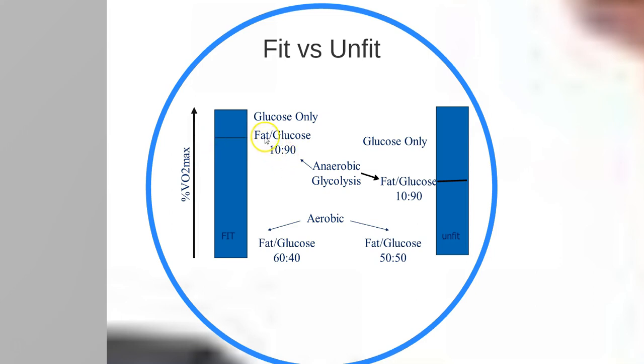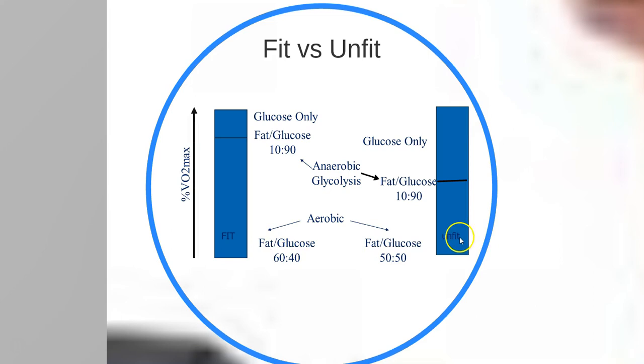We can see that this person would be burning 10% fat and 90% carbs or glucose. No surprises there. Anaerobic glycolysis. We're going anaerobic. Now we know that fat can only be burned in the presence of a constant supply of oxygen, which is aerobic in nature, and the aerobic intensities are down here a bit more. Now, in the fit person, even working at low intensities here, you can see they're burning a decent amount of fat, at 60-40 going on here.